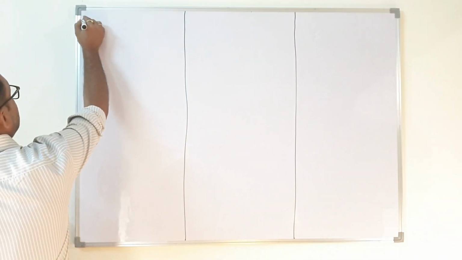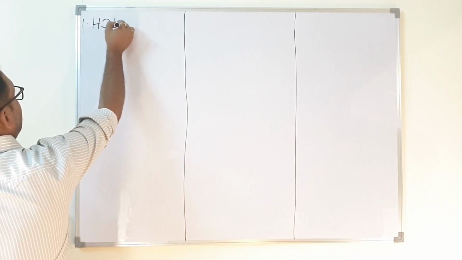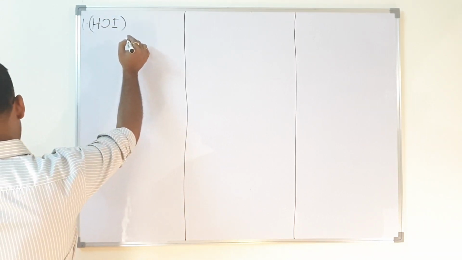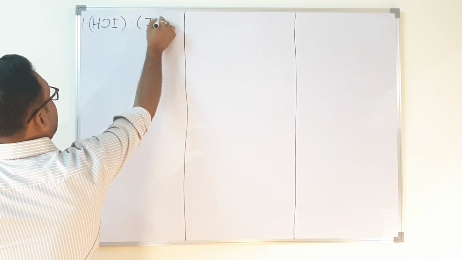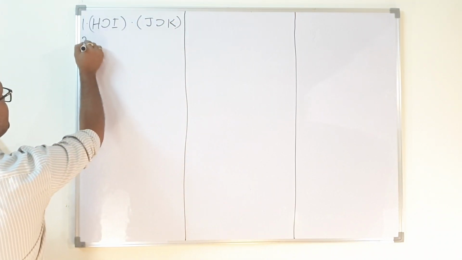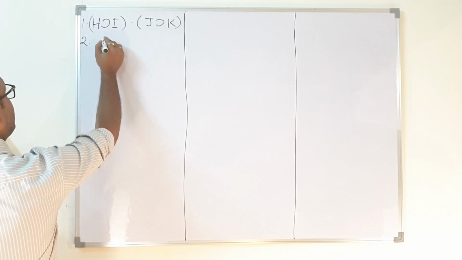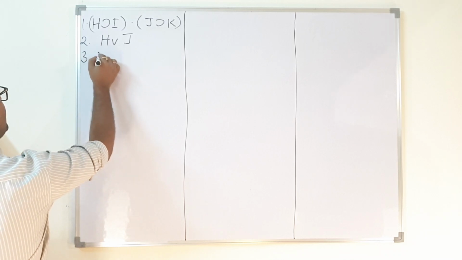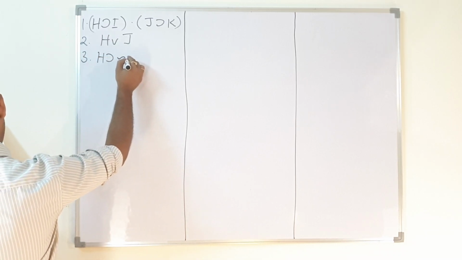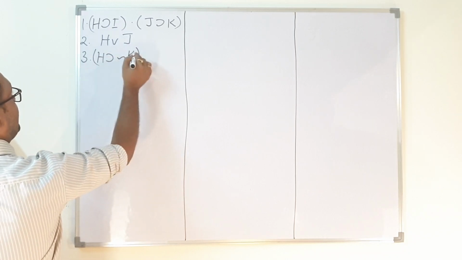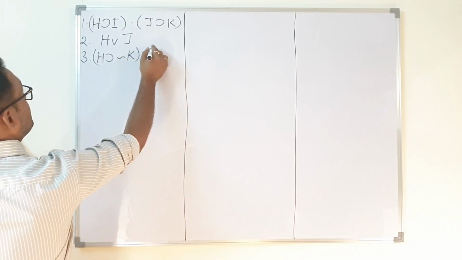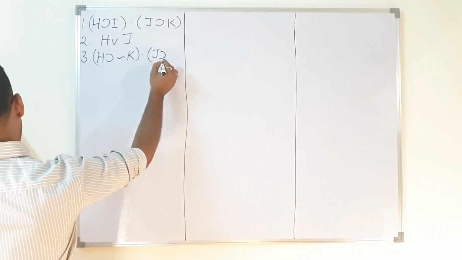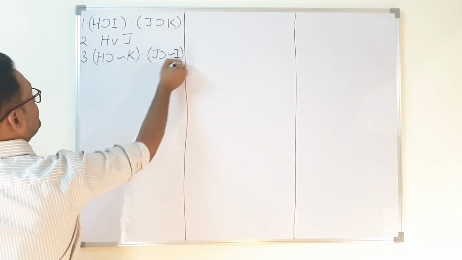This is question number 30 on page number 45 of your book, and I will write this question for you. The question goes like this. It looks very simple. H implies I, dot J implies K. So this is the first line. The second line is H wedge J. The third line says H implies negation of K, dot J implies negation of I.